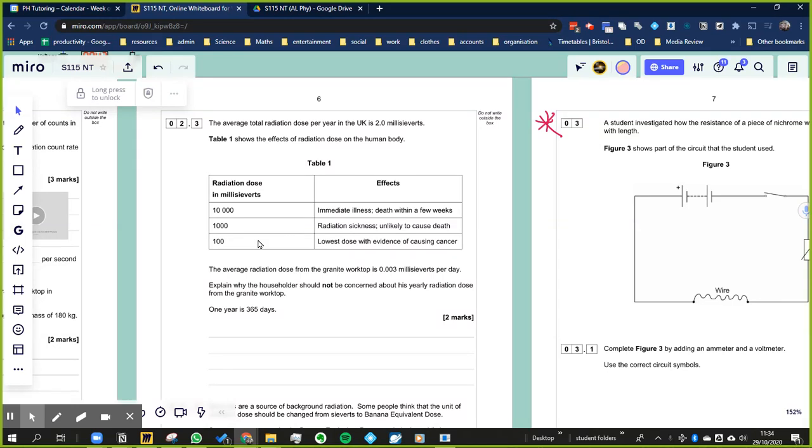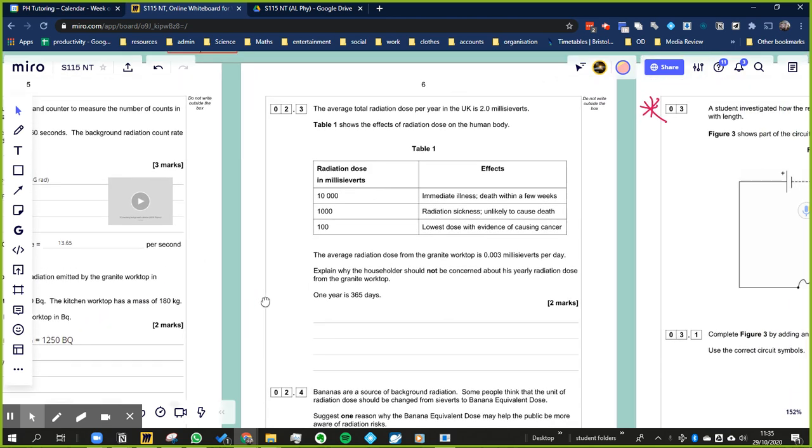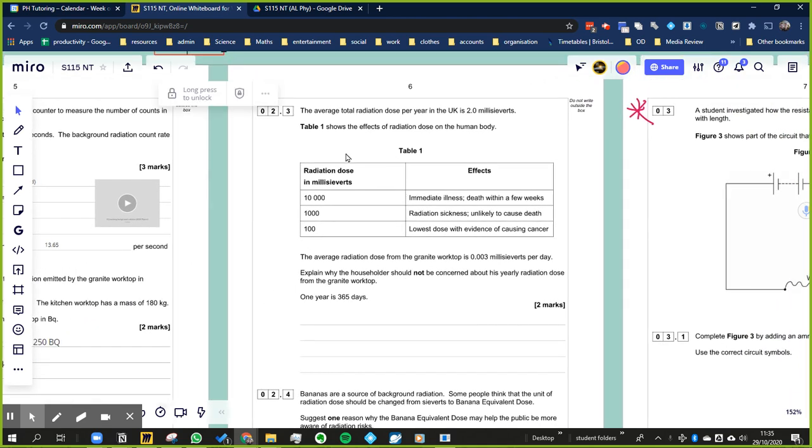So now it's saying the average total radiation dose per year in the UK is 2 millisieverts, or mSv. I don't know how to pronounce that word. And so we've worked something out there. Okay. And it says, so if that's two, and then it gives you a little table down here, which tells you how much would cause what effects.